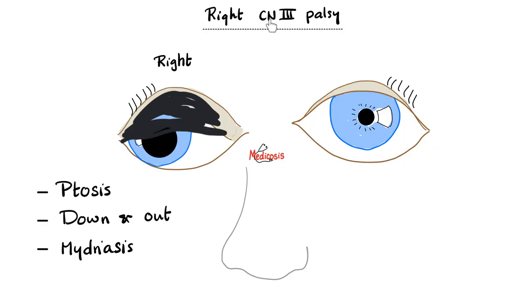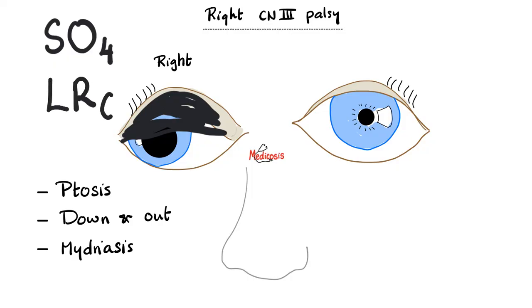Since the oculomotor is now toast, guess what? Superior rectus, gone. Inferior rectus, gone. Medial rectus is gone. Inferior oblique is also gone. The only two muscles left are the superior oblique and the lateral rectus, because they are not supplied by the oculomotor; they are supplied by the trochlear and the abducens.